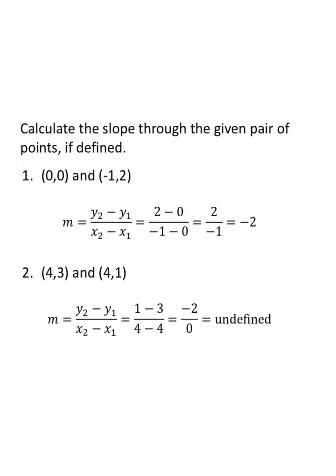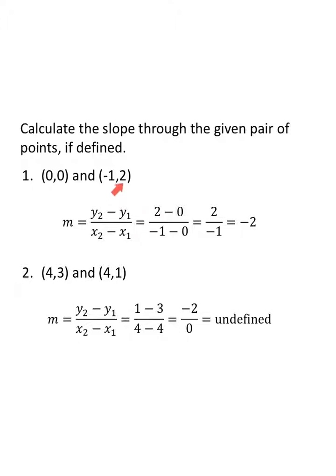Calculate the slope of the given pair of points if defined. Now remember, our slope formula is y2 minus y1 over x2 minus x1. Don't get in one of those situations where you outthink yourself. Just take them in order. Here's our first x and our first y, that's x1, y1. Here's our second x and our second y, x2, y2.